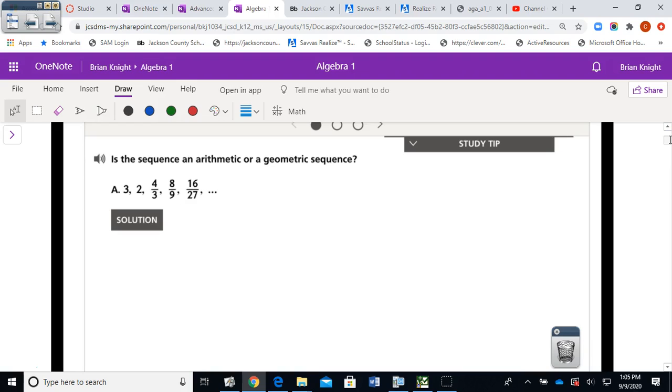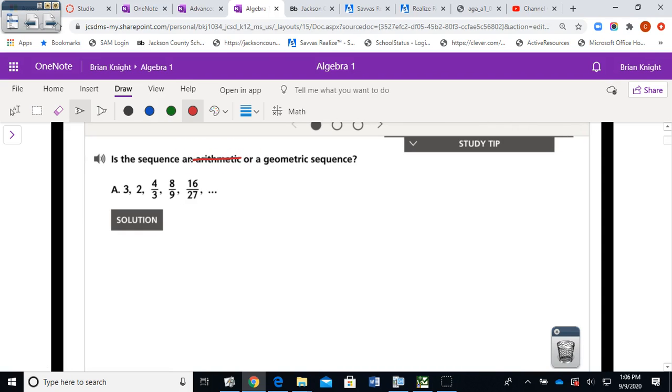All right. So for example, right here we have, is the sequence an arithmetic or a geometric sequence? So basically you have to realize, are they going up or down by adding or subtracting, or are they getting the next one by multiplying or dividing? So they went from 3 to 2. So obviously I'm thinking first off they're subtracting 1. But what's 2 minus 1? 1. Well, it says 4/3. So is it arithmetic? No. So it can't be arithmetic.